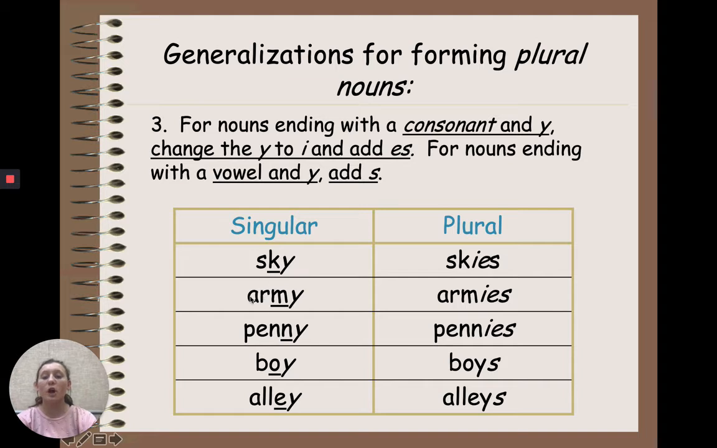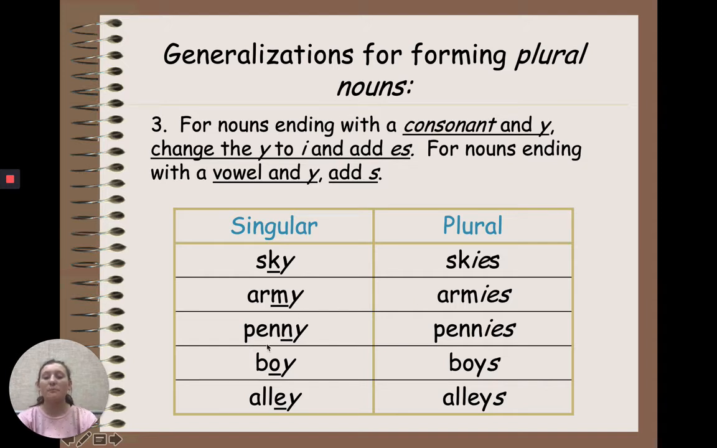Next, we have the word army. So again, we see that we have the letter M, which is a consonant, and it also ends in Y. So we need to change that Y over to an I, and then we add the ES onto the end. So we had army, singular, and plural, we now have armies.